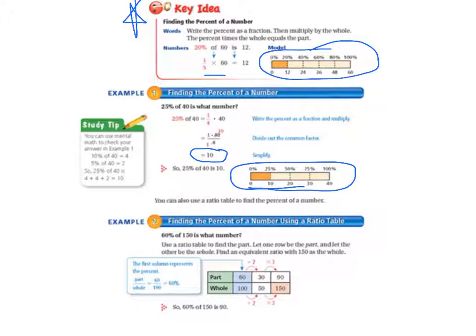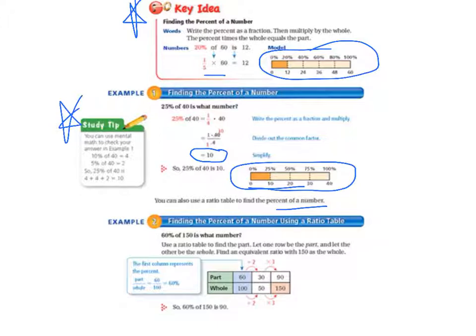It says you can also use a ratio table to find the percent of a number. And we'll do that in just a second, but let's check out our study tip first. You can use mental math to check your answer. In example 1, 10% of 40 equals 4, and 5% of 40 equals 2, because that's half of 10%. So 25% of 40 is 4 plus 4 plus 2, which equals 10. So let's move on to example 2, where we use the ratio table.